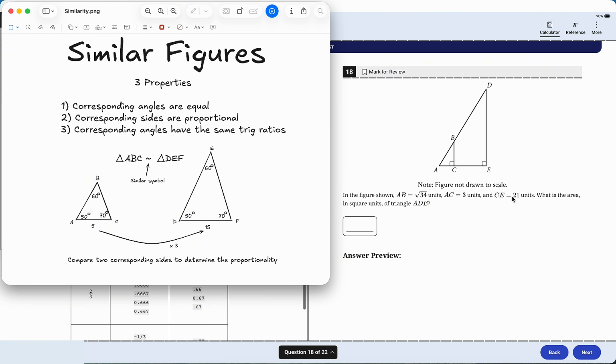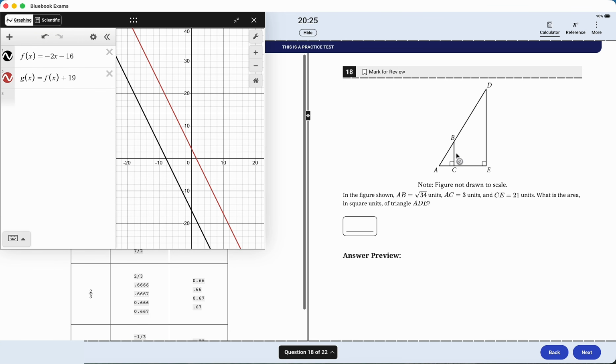So it wants to know what is the area of triangle ADE, right? If you want to know the area of a right triangle, you just need to multiply the legs together, right? Base times height times a half. So we know the base, and then we have to figure out this height, and it kind of comes from the proportionality. So we want to figure out BC over here.